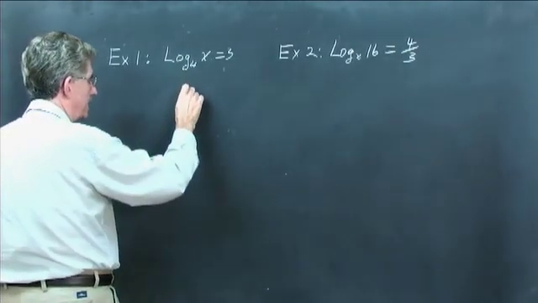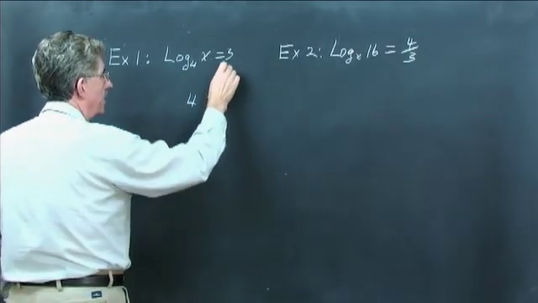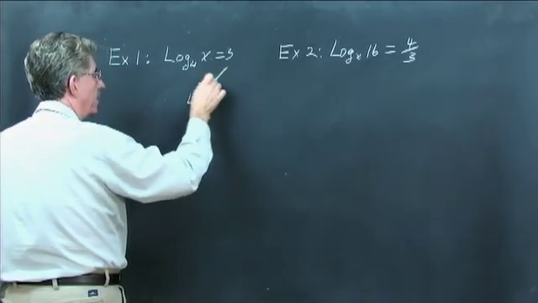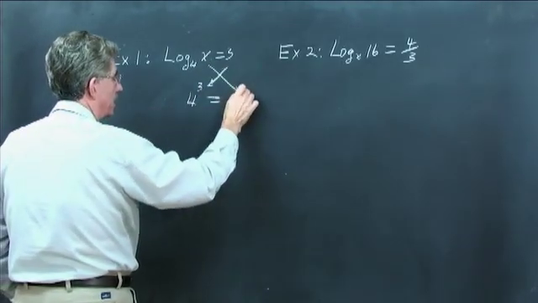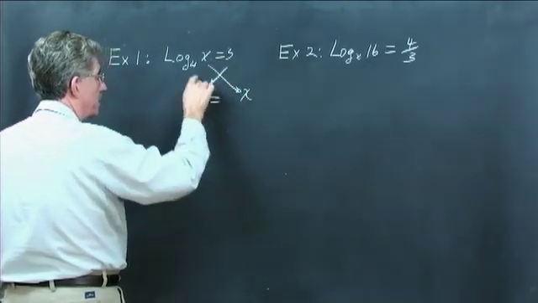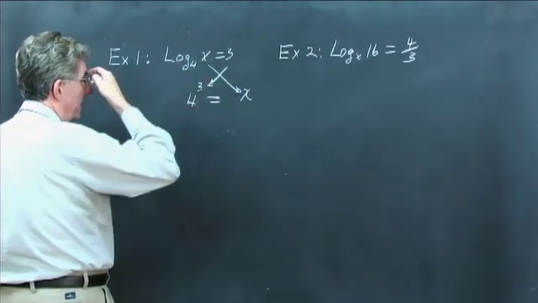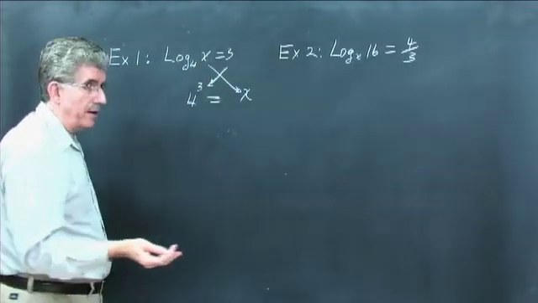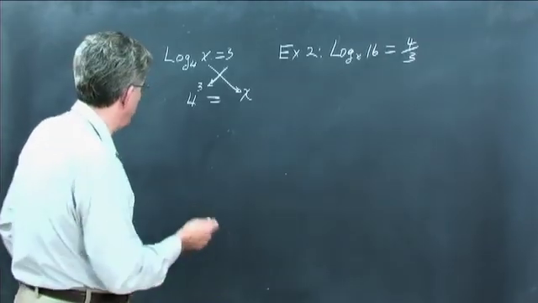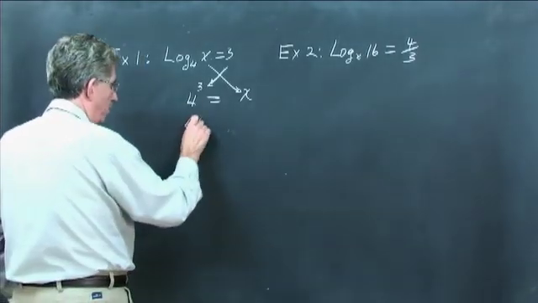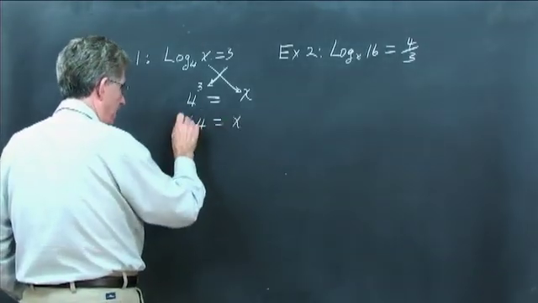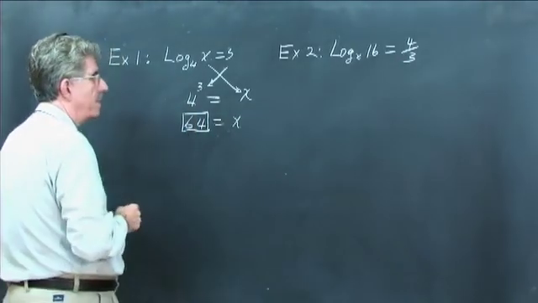So the base is the base, and the rest of the stuff crosses. Remember that little technique we've talked about? The equal sign comes straight down, and the base comes straight down. Well, that solves for it right there. Now the only problem is it's not simplified. And 4 cubed is 64, so now it's solved and simplified.